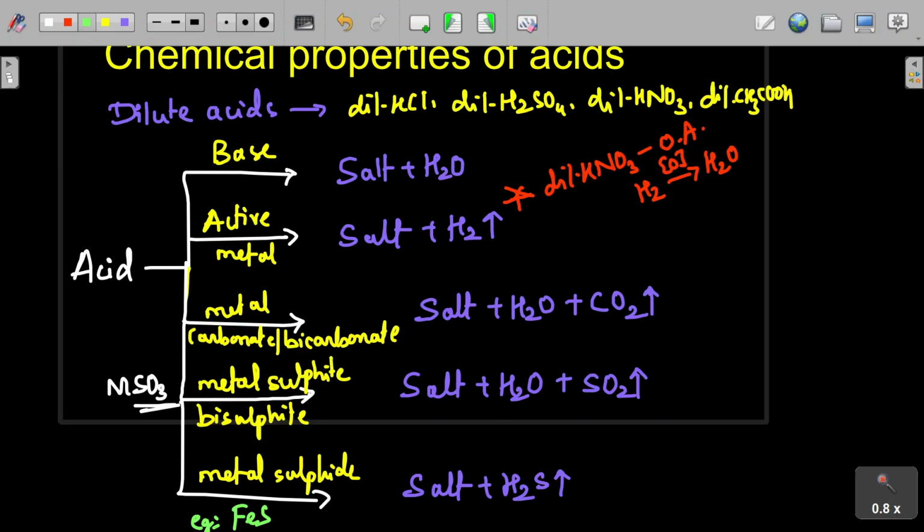Like one is write the balanced equation. Second one is identify the gas released. Write the observation or write the test for the gas released. It is integrating your practical chemistry also. Fine. So please raise your hand who can tell me what is the test for hydrogen gas. Yes, Dhanesh.